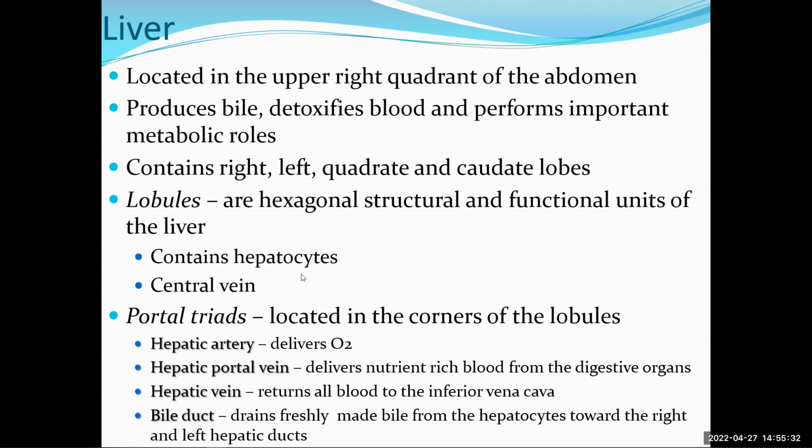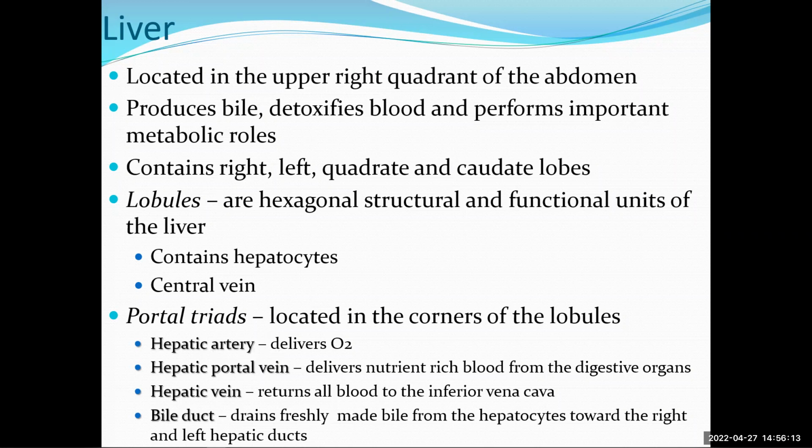So then the blood system of the liver: the hepatic artery and portal vein deliver the nutrient-rich blood to the liver, and the hepatic vein returns the blood to the inferior vena cava. So the portal vein brings it, and the hepatic vein returns all the blood to the inferior vena cava. It goes through, and now it goes into the systemic circulation. Very important to remember that as it relates to the liver.